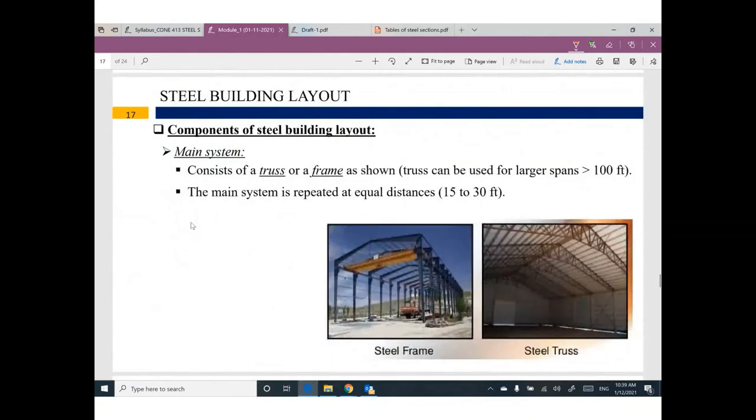Next meeting, I will go through the different components of steel structure and what is the meaning of these components. So let me stop here, and that's enough for today.